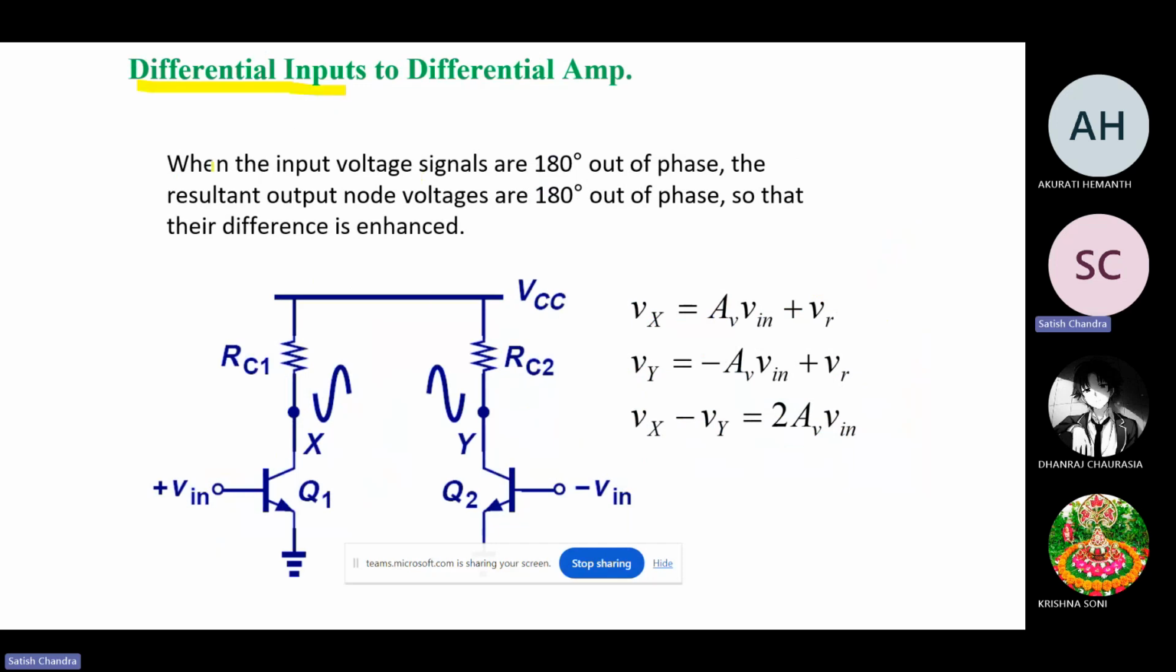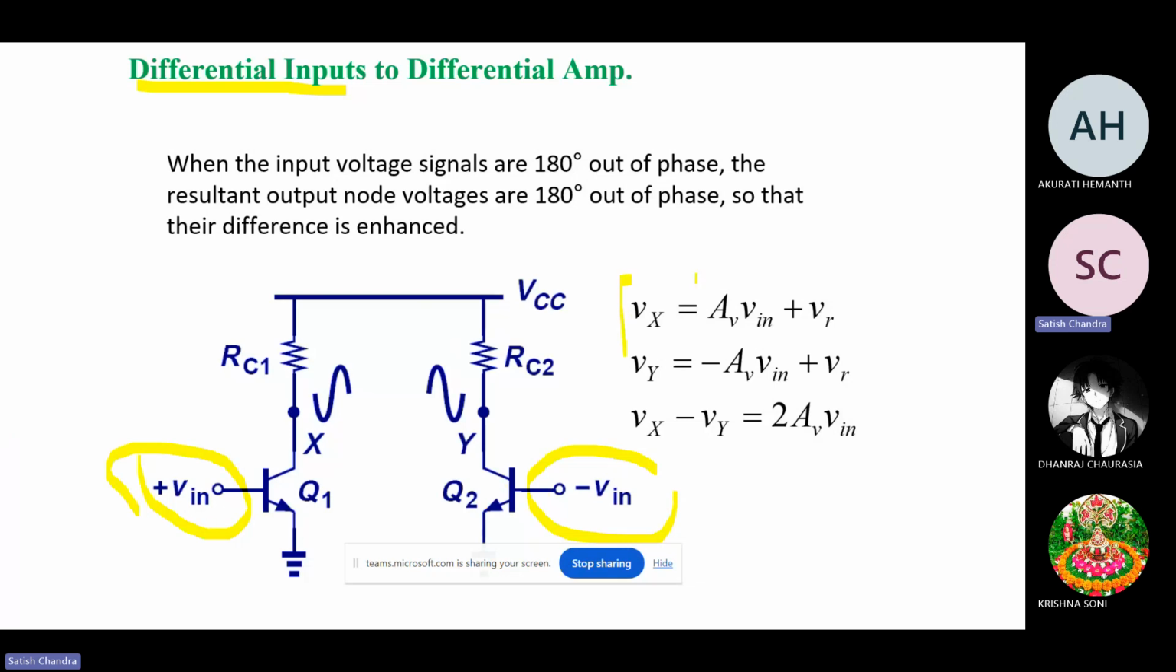Let's say we have an input voltage signal that is 180 out of phase. Then what is going to happen? Since we already know that the common emitter is always giving a 180 out of phase output from that input. So basically what I am saying, we are giving a positive Vin at this Q1 and a negative Vin at this Q2. Okay, so what is going to happen?